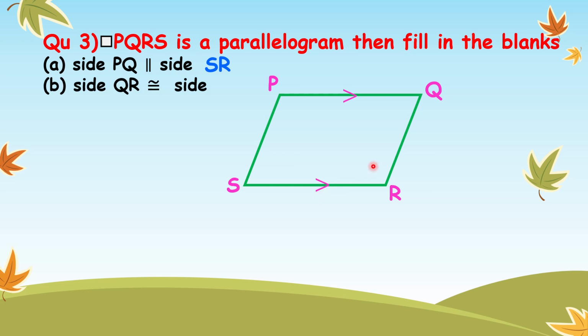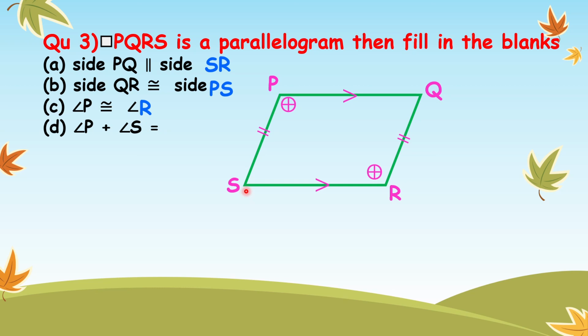Side QR is congruent to. We know that if the quadrilateral PQRS is a parallelogram, then pairs of opposite sides are congruent to each other. The opposite side of QR is PS. So side QR is congruent to side PS. Angle P is congruent to. We know that the opposite angles of a parallelogram are congruent to each other. So the opposite angle of P is angle R. So angle P is congruent to angle R.